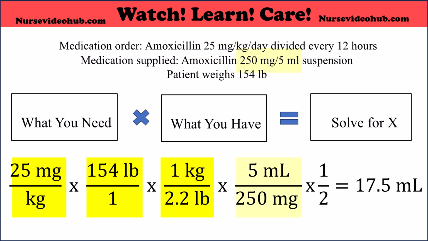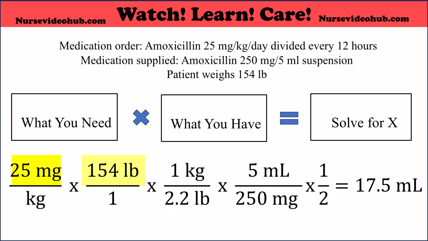Then write the available medication in a fraction, with the units set up so that they cancel out. 5 milliliters over 250 milligrams. The order states that the dose is divided into 2. The dose is administered twice a day. You have to split the dose in half. Add the fraction 1 over 2 to the equation to obtain half the dose calculated.